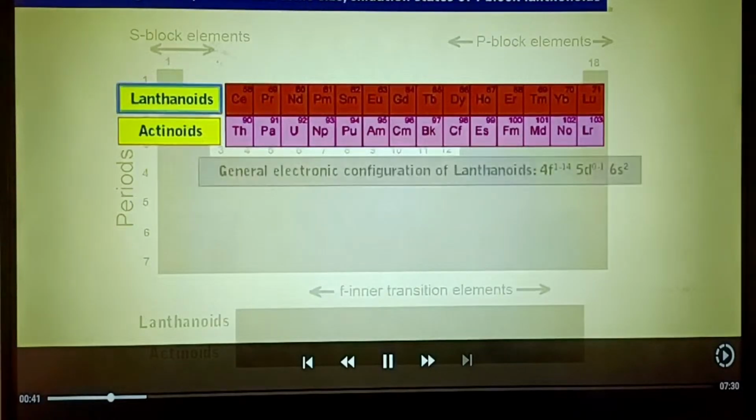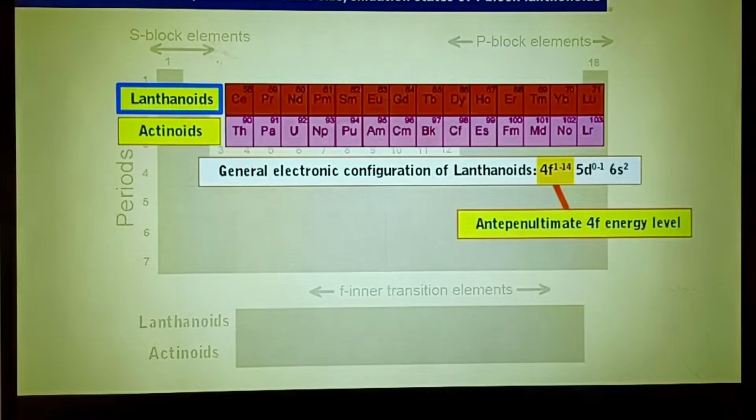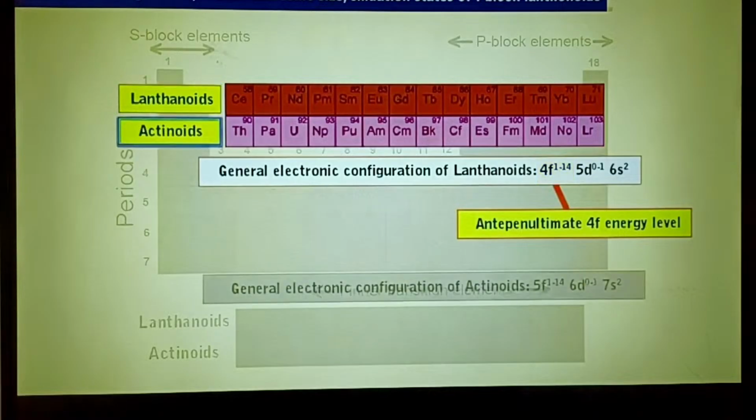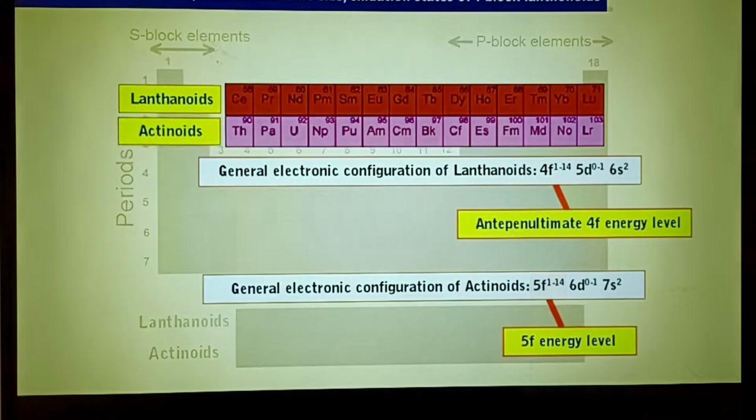While lanthanoids are characterized by the filling up of the antepenultimate 4f energy level, actinoids are characterized by the filling up of the 5f energy level. These two series of elements are therefore called the inner transition elements.